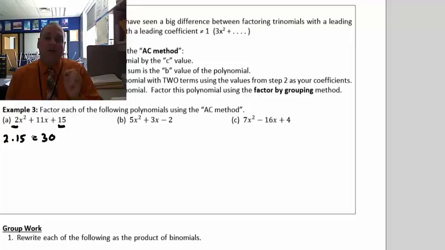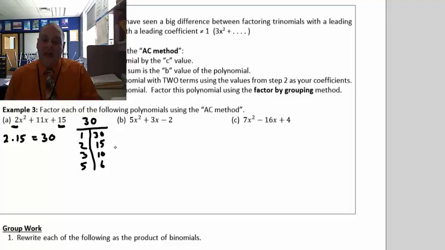Okay, so now you take 30. You take factors of 30. All right, so do a little factor tree. How do I get 30? 1 times 30, 2 times 15, 3 times 10, 4 doesn't go in, 5 times 6. Okay?